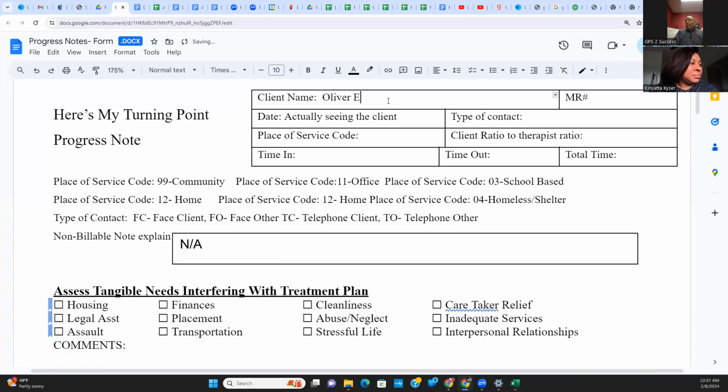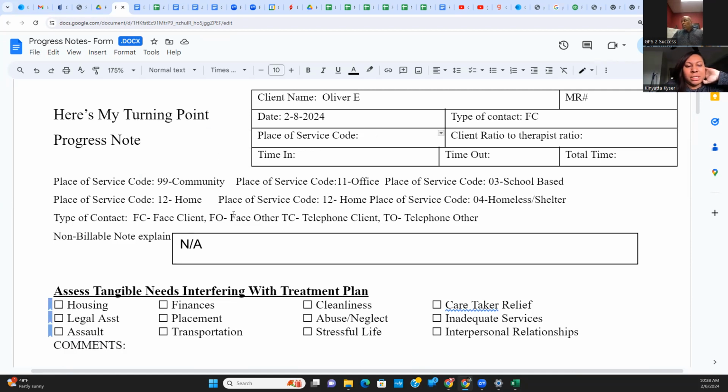We're going to say Oliver E. Can I ask, you could put the client name because these are going into their individual files. Okay, so the date today is 2-8-2024. Type of contact, face-to-face, which is FC. Place of contact, she's at his home.